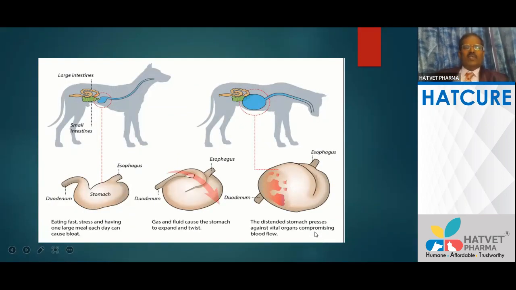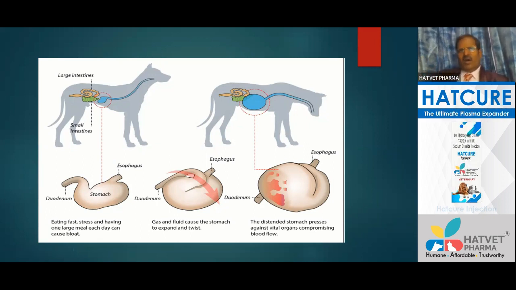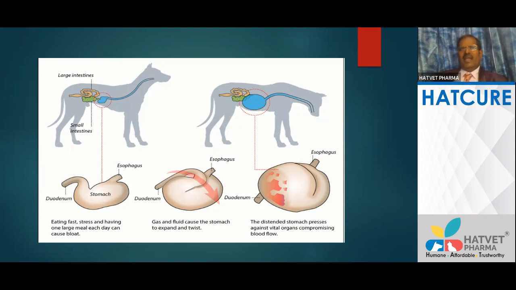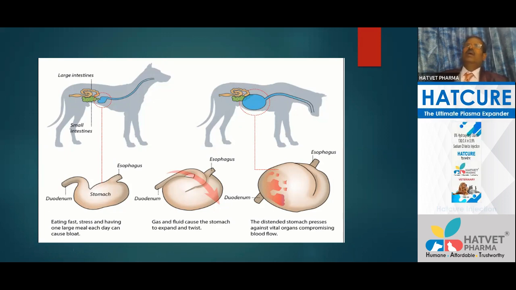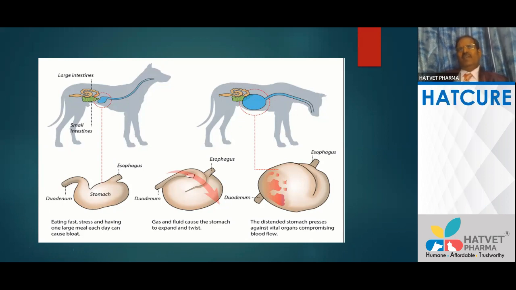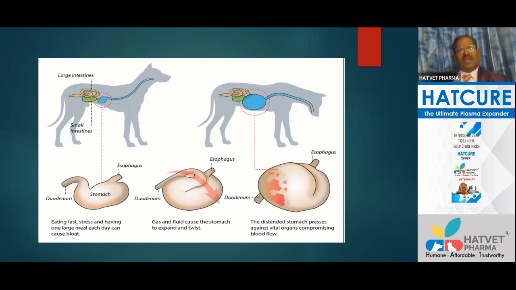Another important point which I told you: GDV. Giant breed dogs, and some other breeds, are prone to develop it, like Great Dane, Labrador, Doberman, Saint Bernard, Siberian Husky. We found these breeds are prone to develop GDV. The major amount of incidence we observed was in Great Dane.